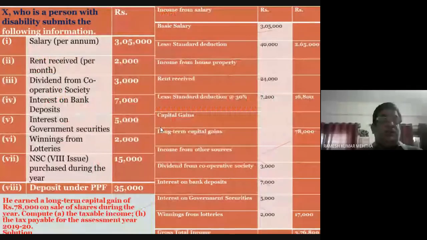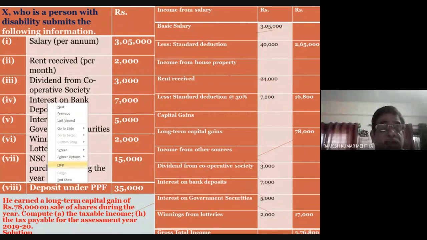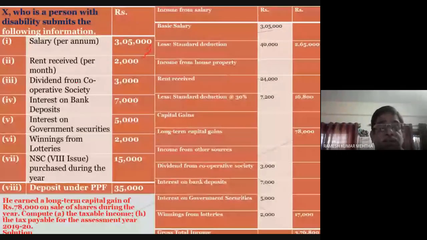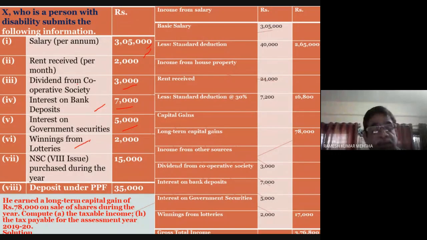Mr. X, who is a person with disability, submits the following information for the financial year 2019-20. The following information is provided by him. Salary is 3,05,000 rupees. Number one. Number two, rent received during the year from the host property, which has been let out, is 2,000 rupees. Dividend income from a cooperative society is 3,000 rupees. Interest on bank deposit is 7,000 rupees. Interest on Government of India securities is 5,000 rupees. Winnings from lotteries is 2,000 rupees.